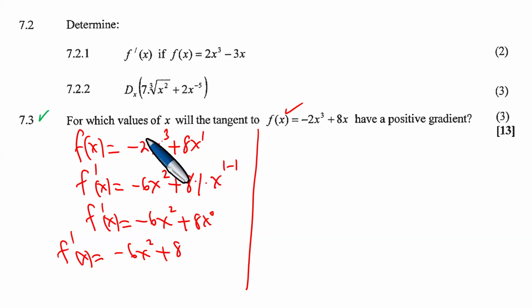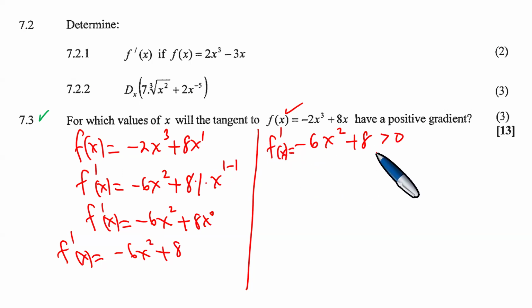Now this is the derivative, but for which x will the tangent to this have a positive gradient? We are making the derivative f prime of x have a positive gradient. We want the gradient to be positive. So if it is a positive gradient, then what do we have? We need to solve for x here, so we can transpose everything.